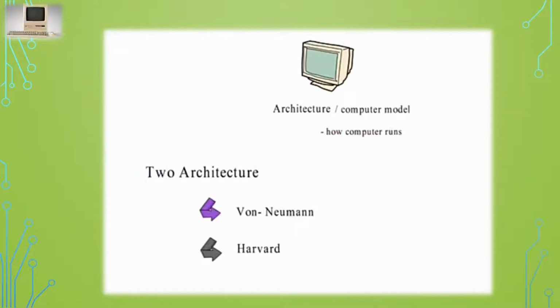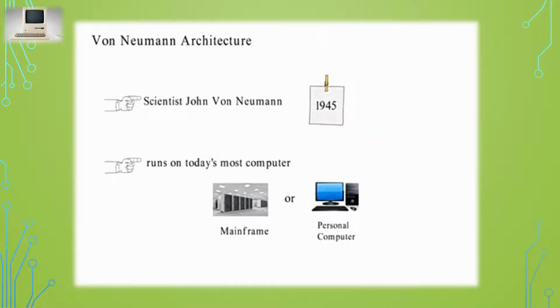There are two types of architectures, Von Neumann architecture and Harvard architecture. Let's discuss Von Neumann architecture. It was designed and developed by the great mathematician and scientist John von Neumann in the year 1945. Most of today's computers run on the Von Neumann architecture, whether mainframe or personal computer.